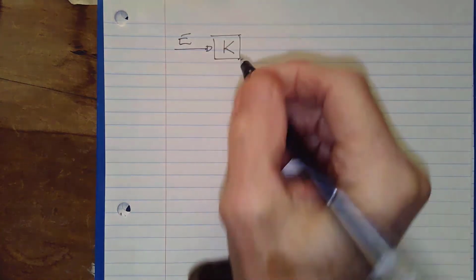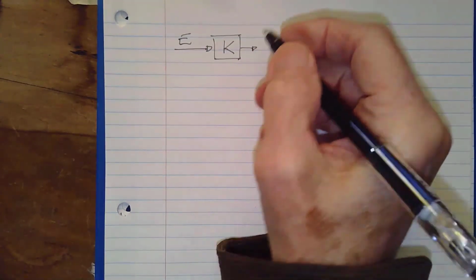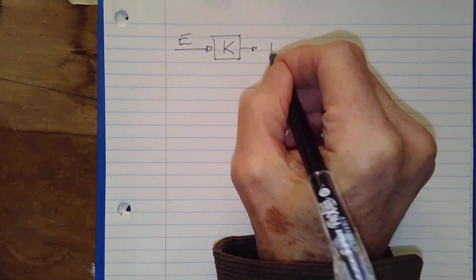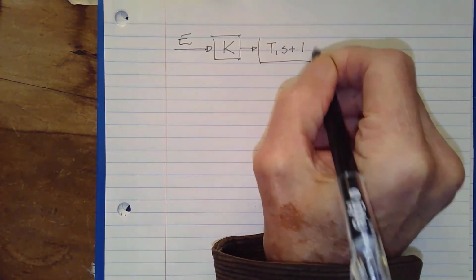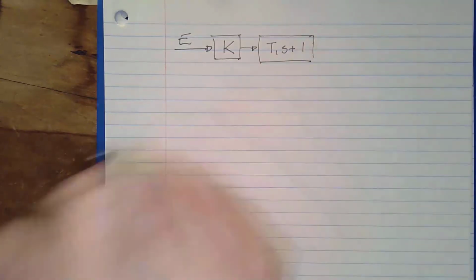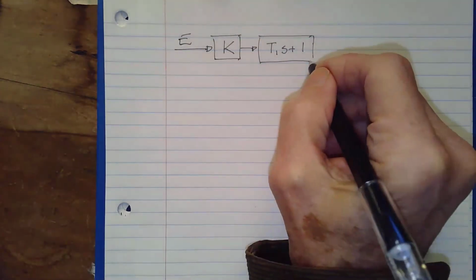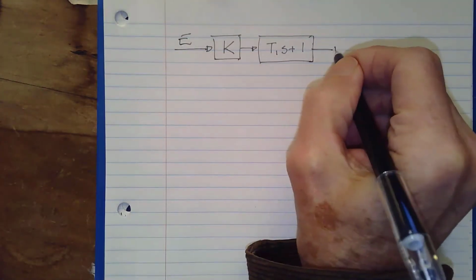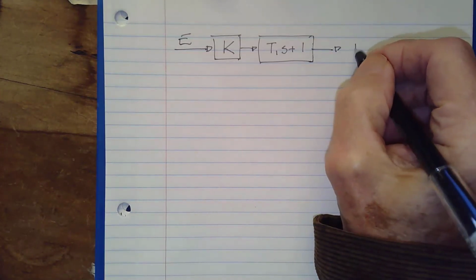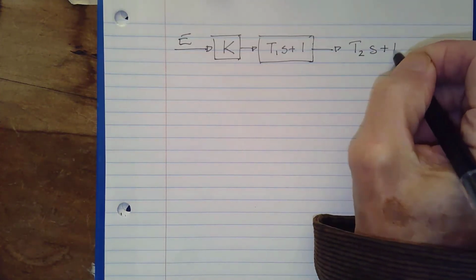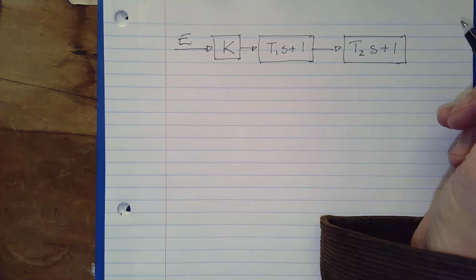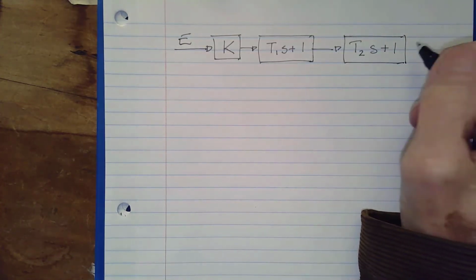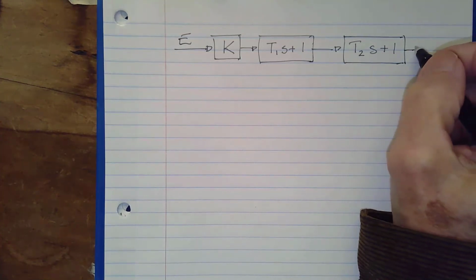And then we feed that through a first order lead. So it looks like a first order system, except that the TS plus 1 is in the numerator, not in the denominator. And then we feed it through another one, T2S plus 1. Oh, I left something out, but it doesn't matter where I put it, so I'll put it over here. We feed it through an integrator too.